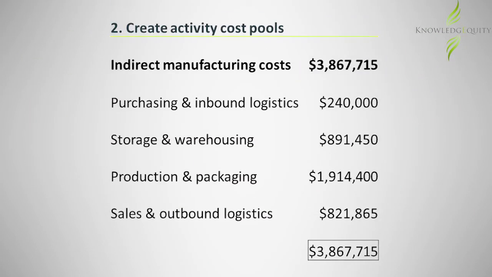Step 2 involves creating cost pools by allocating the total overhead of just under $4 million to the 4 activity areas we identified in Step 1. This allocation was based on how and where the indirect manufacturing costs were incurred. For example, warehouse lease costs and storage refrigeration costs were allocated to the storage and warehousing cost pool.